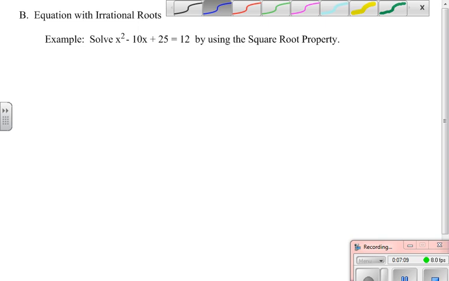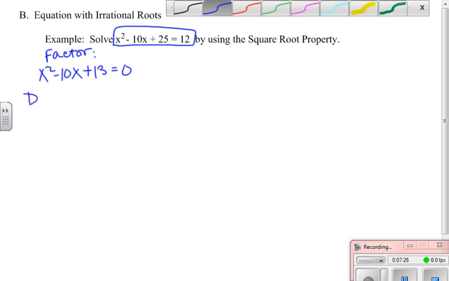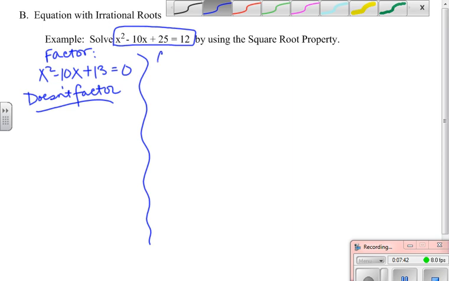So what we're going to do in this situation, when you look at this one, if we try to factor it, x squared minus 10x, subtract 12 from both sides, plus 13 equals 0, it doesn't factor. But that doesn't mean that there aren't two numbers together that would multiply to make that trinomial. So we are going to do the completing the square process.